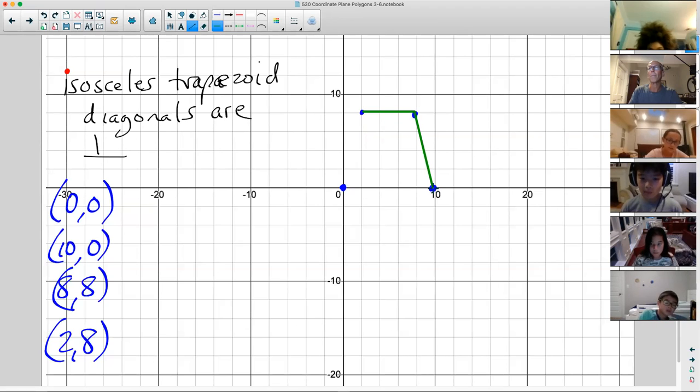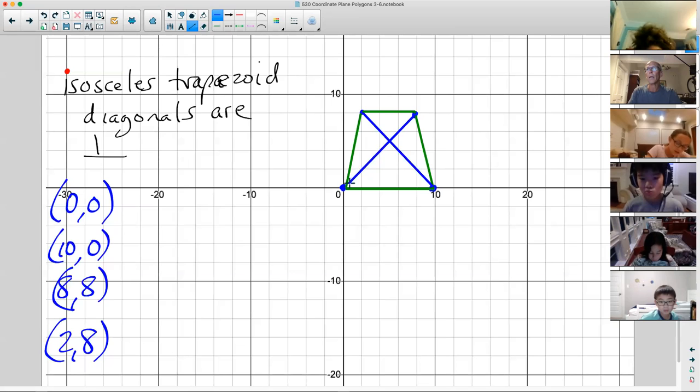Now, let's see if that works. Number one, is that an isosceles trapezoid? No. I think it is. I think it is definitely isosceles. And when I draw the diagonals, guess what, guys? They are perfectly perpendicular.